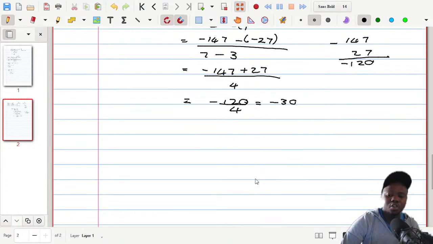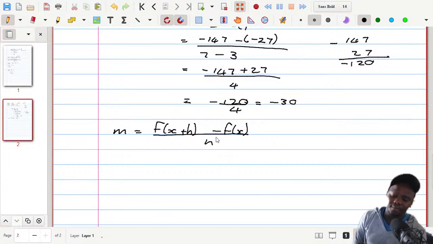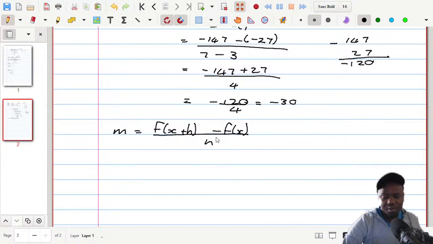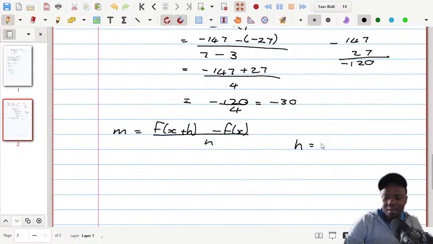Now, the second approach that we could take here is, we could use the formula where we say m is equal to f of x plus h minus f of x divided by h. Now, in all honesty, this formula is exactly the same as the one that we used previously. The only difference is we first have to calculate h. To get the value of h, I need to calculate the difference between my x values. In other words, I'm going to say 7 minus 3, that's going to give me 4.